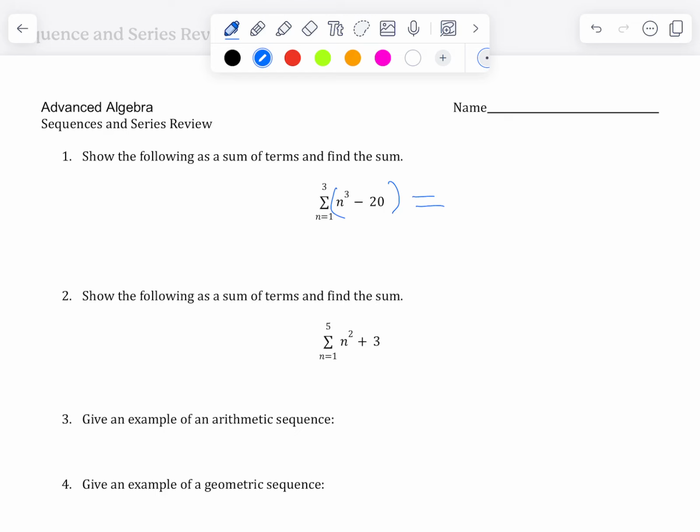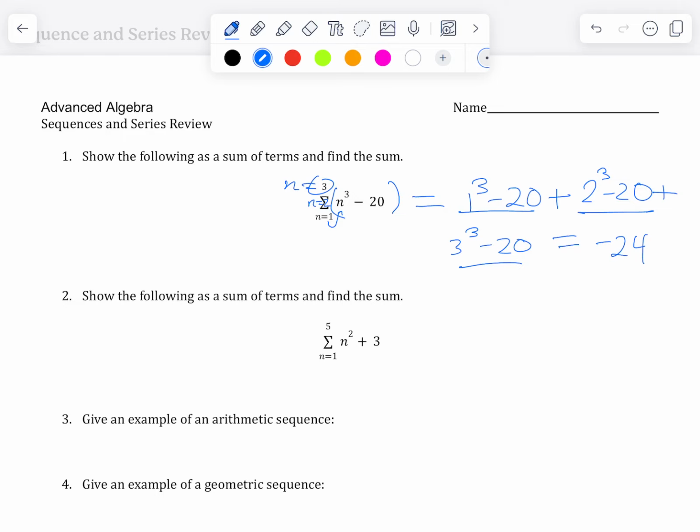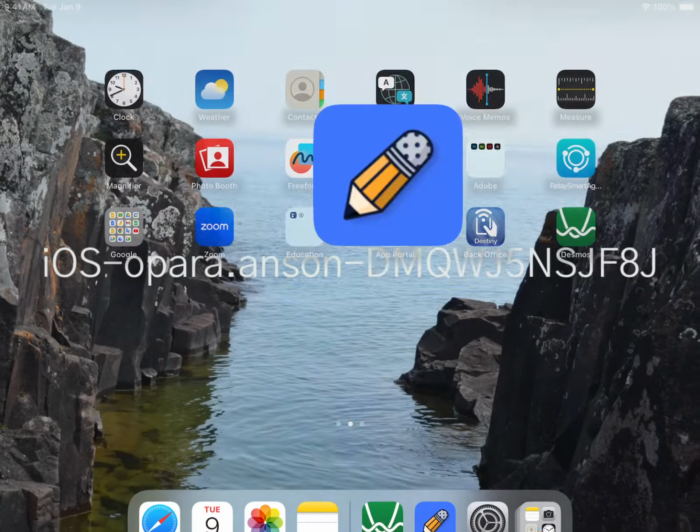I'm going to plug this in, but really what it's saying is, if you put in 1 in here, you'd have 1 cubed minus 20, plus, if you put in n equals 2, you'd have 2 cubed minus 20. And then the last one they want you to put in is when n equals 3, which would be 3 cubed minus 20. Now, if you add all those up, you'll get the answer. So it's like this one plus this one plus this one. But the calculator will do it for you. I believe the answer is negative 24, but I want to use Desmos to show you.